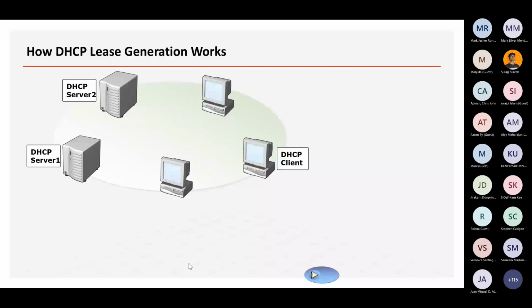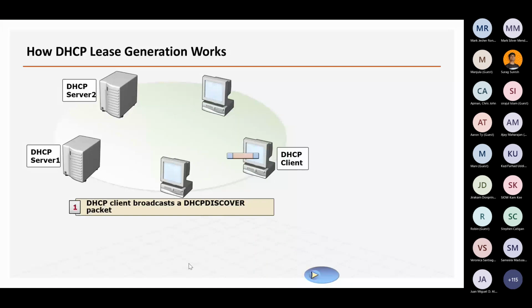I hope you can see the screen now because I switched. Yes, that is called the DORA process. You may have seen it. It's very easy to remember because if you have kids at home, there is a Dora cartoon, right? So you can remember this process as DORA. The moment you press obtain IP address automatically, this will send a broadcast packet.